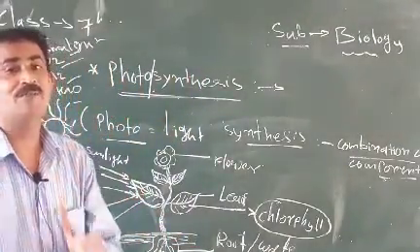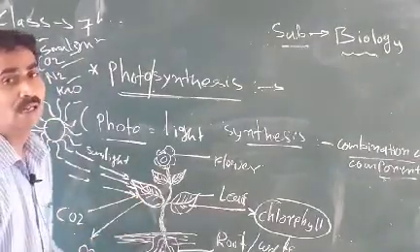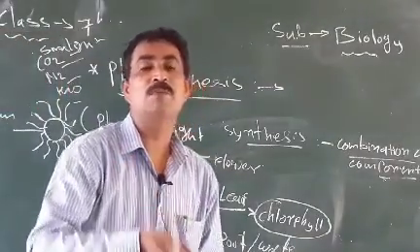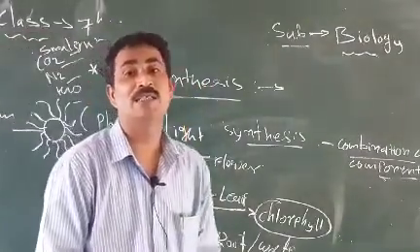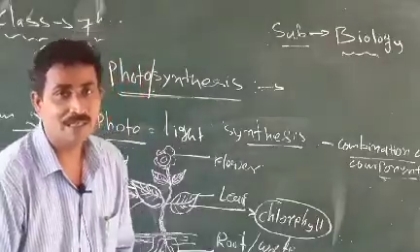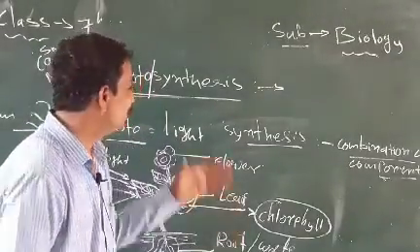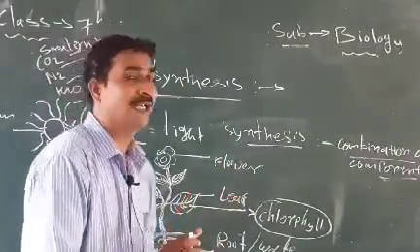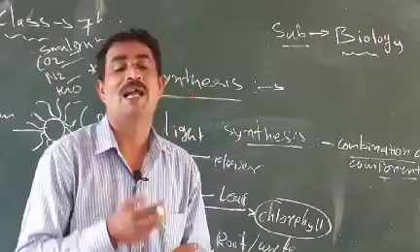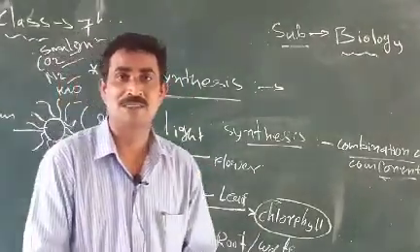After the food is prepared, one gas is liberated, which we call oxygen. This whole process we call the photosynthesis process, and this process goes on in autotrophic plants. In photosynthesis, only green plants prepare the food. That is the way of photosynthesis.